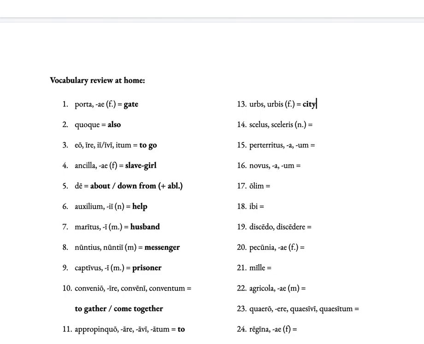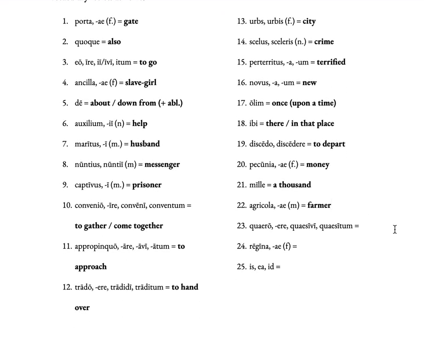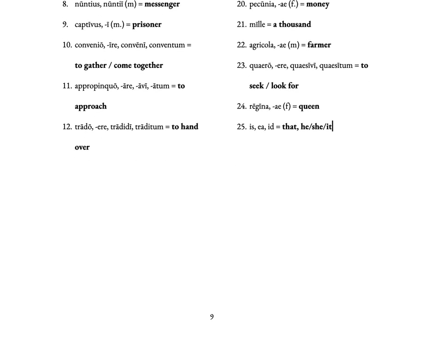An urbs is a city. Scelus is a crime. Perterritus means terrified. Novus means new. Olim means once or once upon a time. Ibi means there or in that place. Discedere is to depart or leave. Pecunia is money. Mille is 1,000. Agricola is a farmer. Quaerere is to seek or look for something. A regina is a queen. And is, ea, id means that. Or it can mean he, she, it if there's no noun going with it.